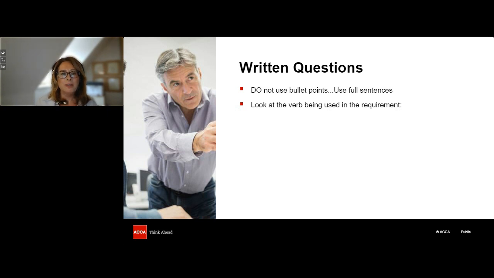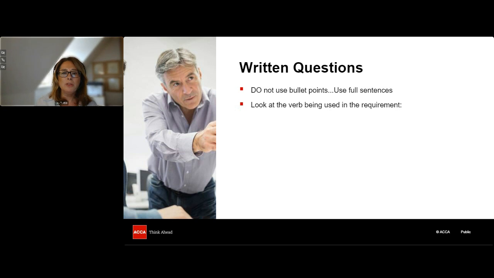A full sentence is: one advantage of the IRR is that it's a percentage measure, and non-financial managers can understand percentage measures because they've seen interest rates and inflation rates before. That is a full sentence. It's not a bullet point. You will not get any marks for bullet points.